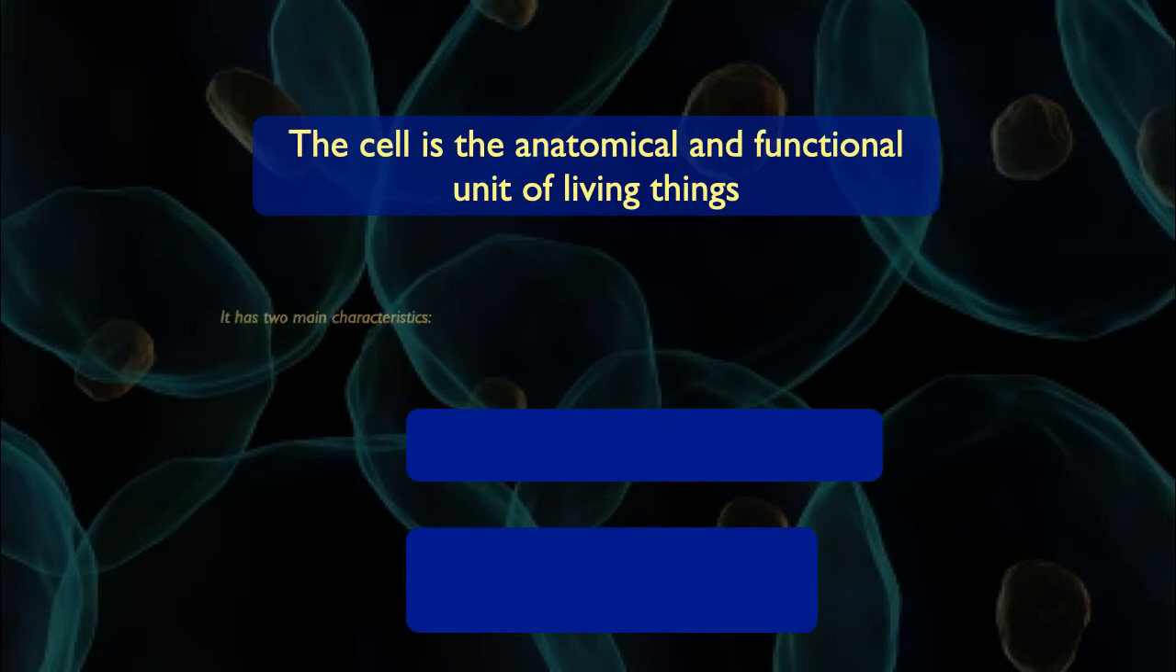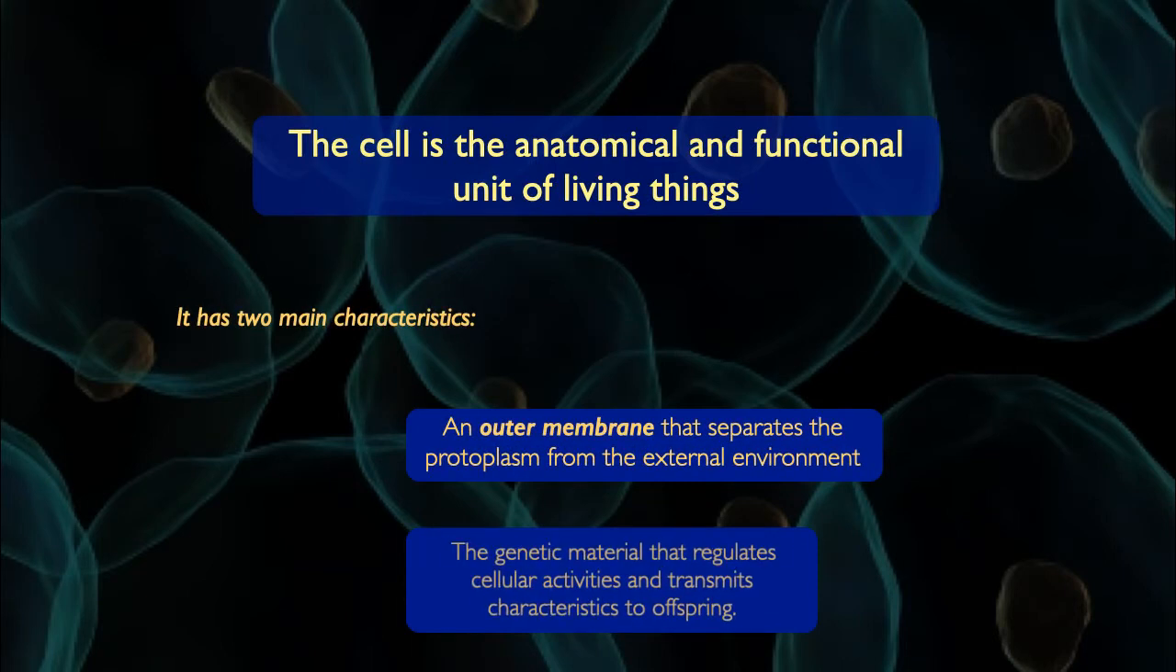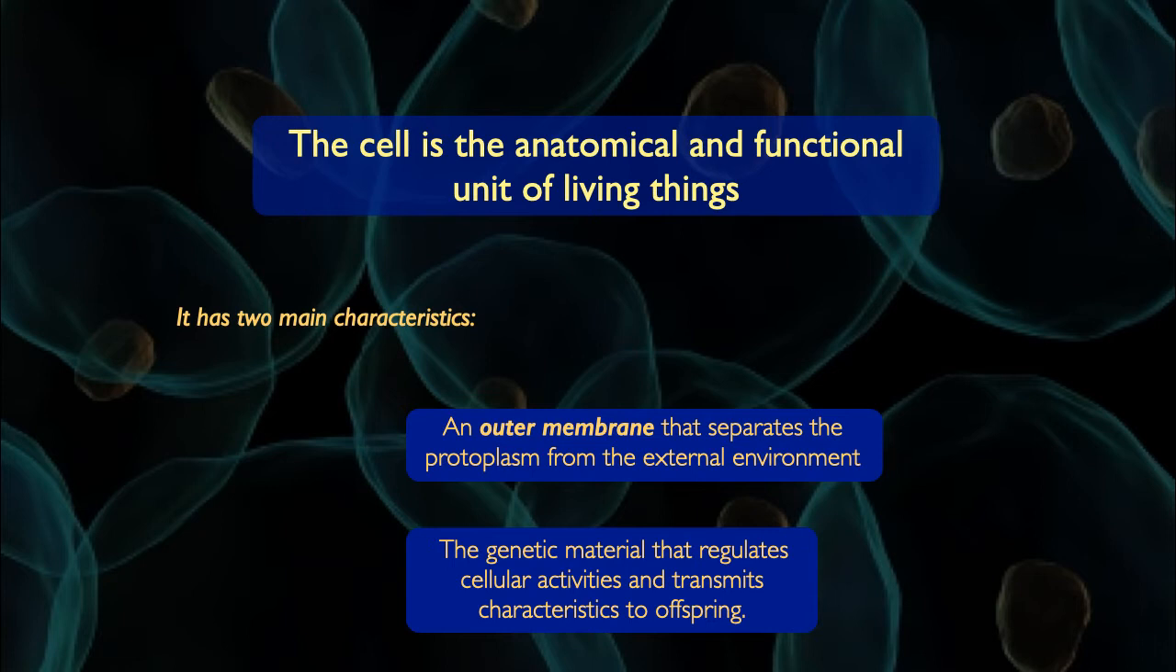The cell is considered the tiniest anatomical and functional unit of living things, and we can highlight 2 main characteristics about it. First, an outer membrane that isolates the inside of the cell from its environment. And second, the genetic material organized as chromosomes that contain all the information for the cell to carry out its activities, and that is transmitted to the daughter cells whenever the cell divides.